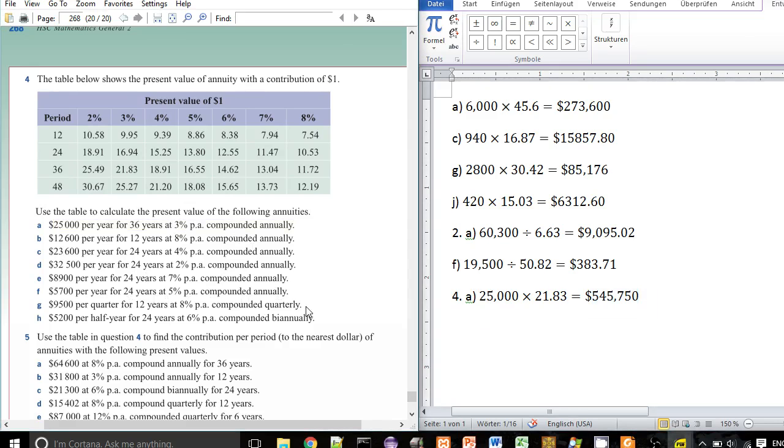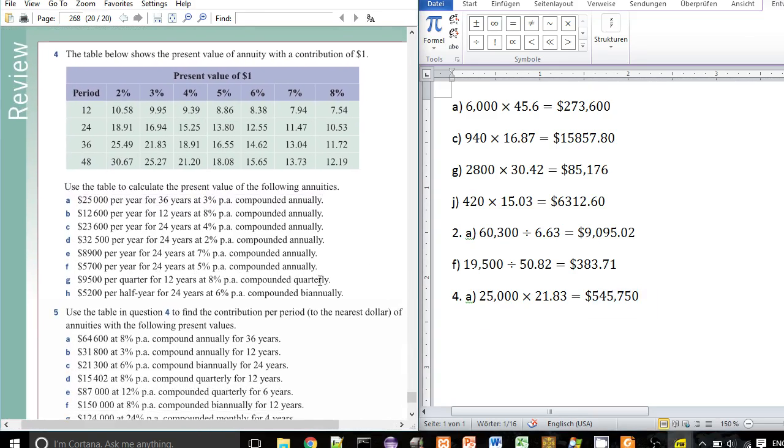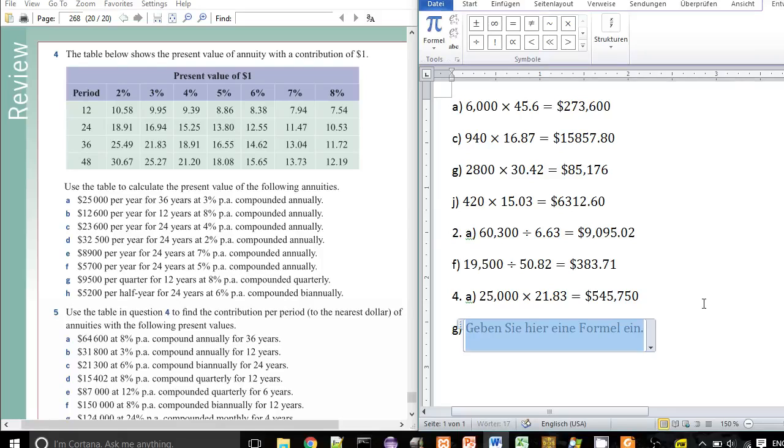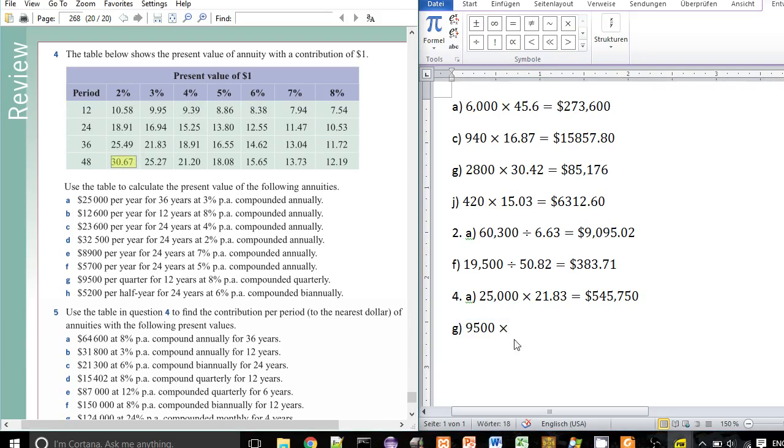They're all annual, quarterly. Alright, I'm going to do G, because they really are exactly the same. 9,500. So it's per quarter, so times that by 4 is 48, and divide that by 4 is 2. So 30.67.